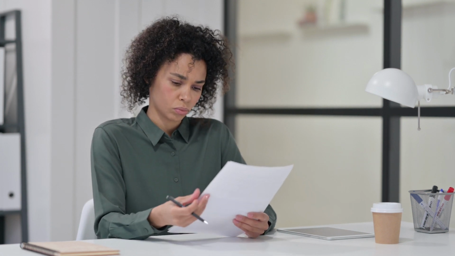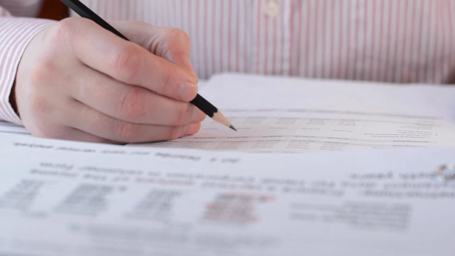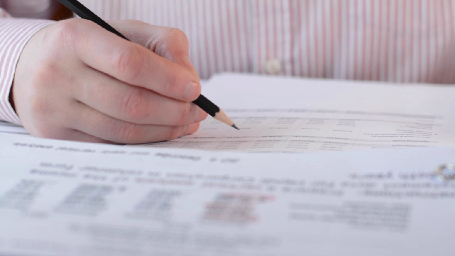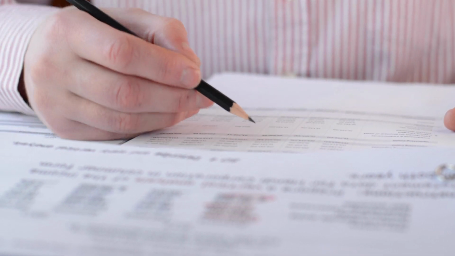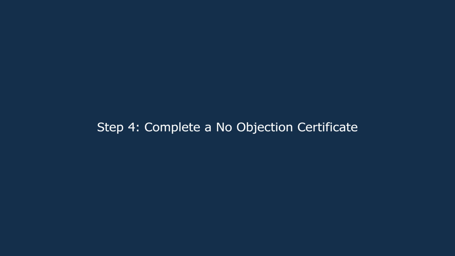The next step is to complete and submit the business license amendment application form. This document is called the BR1 form. Complete it, including signatures from all directors or shareholders, if applicable. Step 4. Complete a No Objection Certificate.